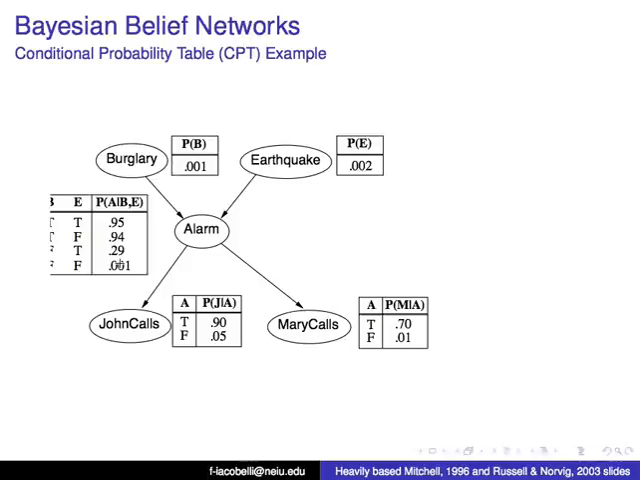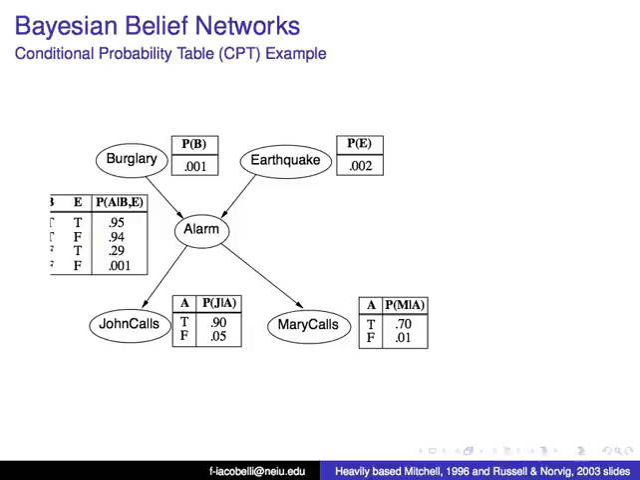So if I marginalize and condition my joint probability distribution based on my graph, so Mary calls would be conditioned on alarm, for example, only on alarm, then I would get these conditional probability tables.